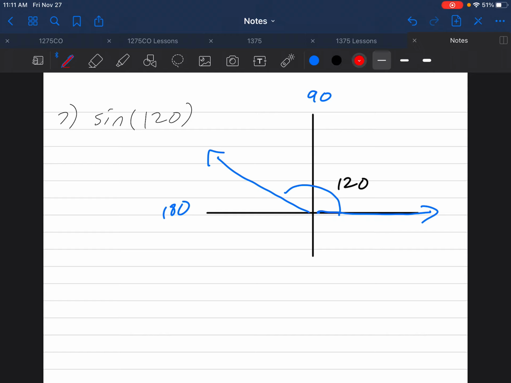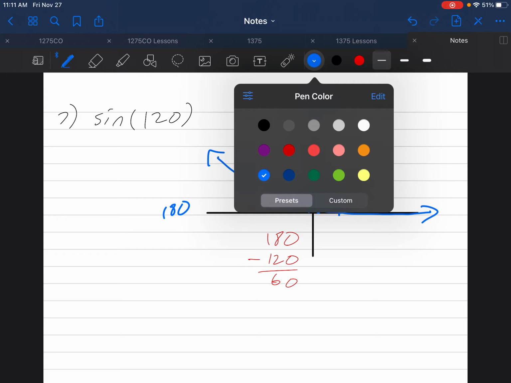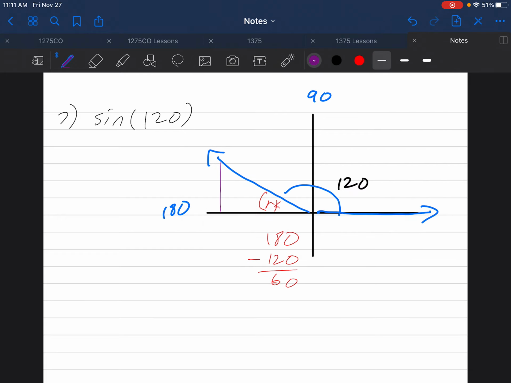Which means that we have in here a reference angle. And this reference angle is going to measure 180 degrees, which is the entire piece, minus this 120, so we can find just this piece in red over here. So 180 minus 120 is equal to 60. We can then use our knowledge of right triangles, and we can draw a perpendicular line towards the x-axis, which will create a right triangle in here.